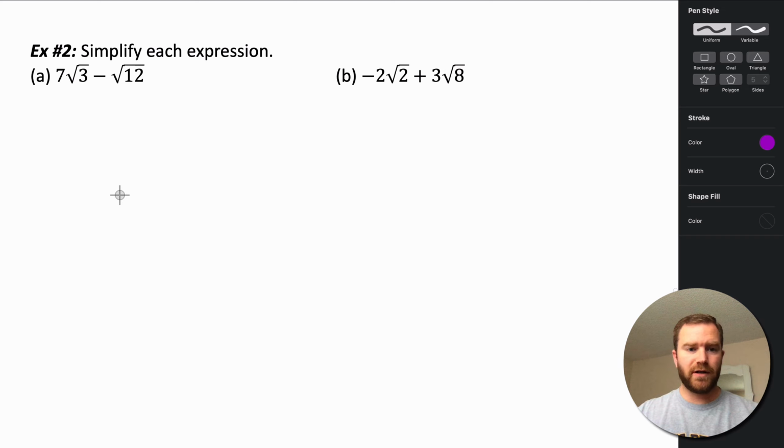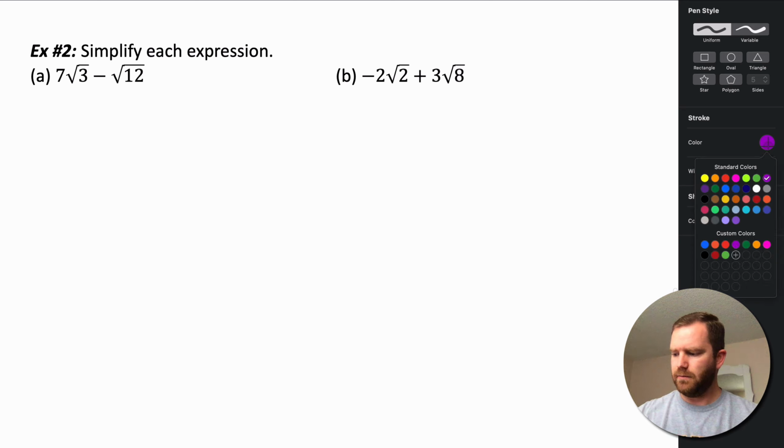In this one, again, we want to simplify these expressions. At first glance, you might think, okay, we can't add these. They don't have the same radicand, so we're done. But actually, what we have to do first is check whether these can be simplified before adding or subtracting. Square root of 3, we can't really break that down, because its factors are 1 and 3.